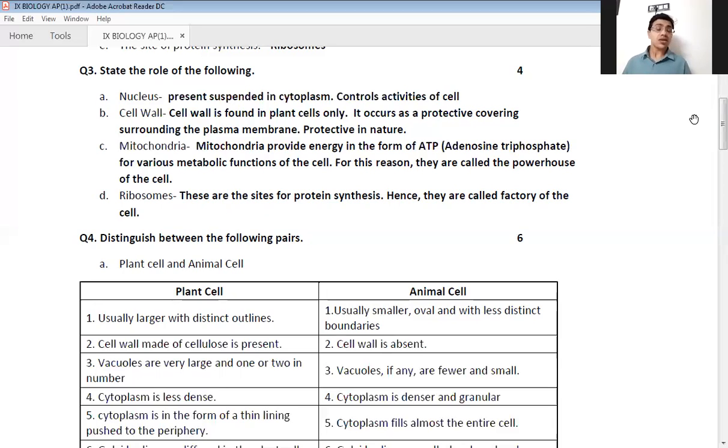Now, in your answer, because the question is just role of the following, if you just mention that yes, nucleus controls all the activity of the cell, it is still correct. You will get 1 mark, right?